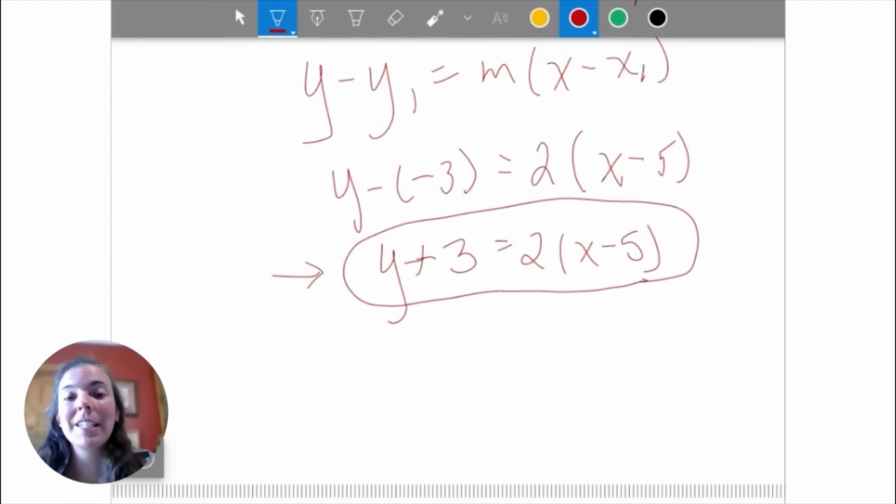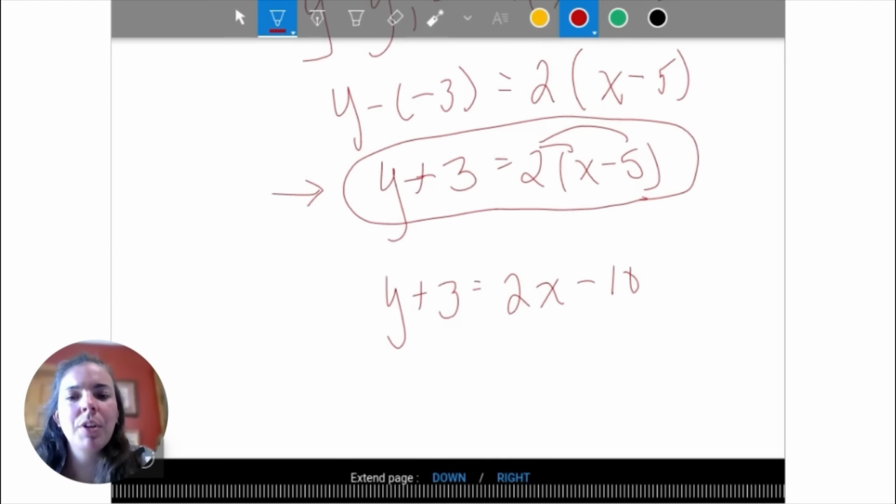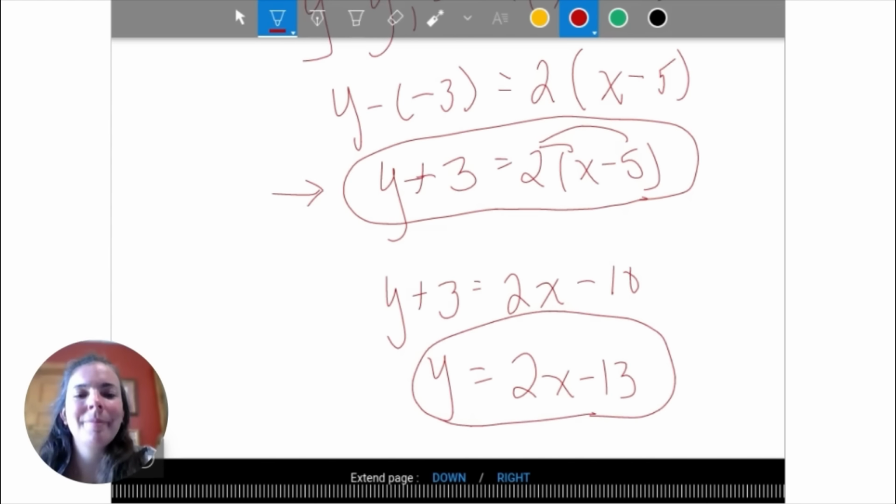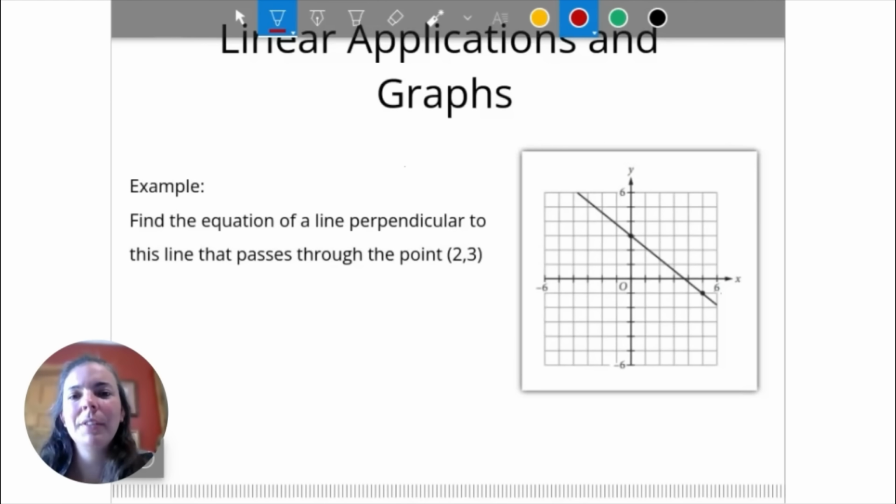And then if you do need to get y by itself, we can just use this like an algebraic equation and distribute the 2 and then subtract 3 from both sides, and you can still get it into your slope-intercept form from here. Okay, so we also need to be comfortable with some linear applications and looking at graphs of linear functions.